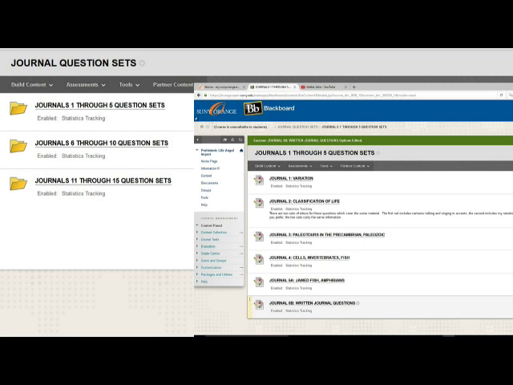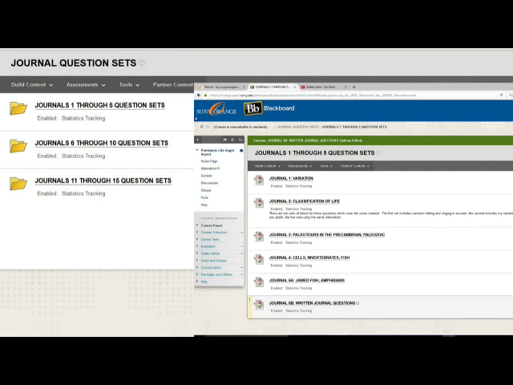So if you take a question set a couple of times, let's say you get a 60% the first time, or an 80% the second time. If on the third attempt you get 100%, then your grade for this journal is 100.